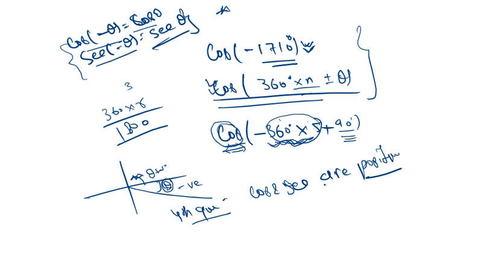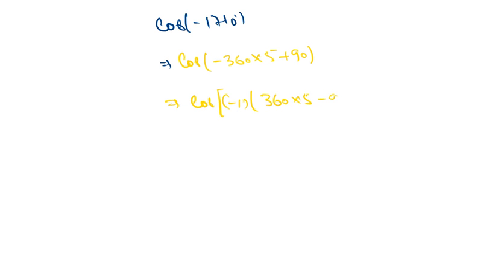Now I will solve my earlier question, that was cos of minus 1710 degrees. I can write it like this also: cos of minus times 360 multiplied by 5 plus 90. If you solve it, you will get 1710 only. So I can write it as cos of minus 1, I will take as common, 360 multiplied by 5 minus 90. You know cos of minus theta is nothing but cos theta, so it will remain cos of 360 multiplied by 5 minus 90.